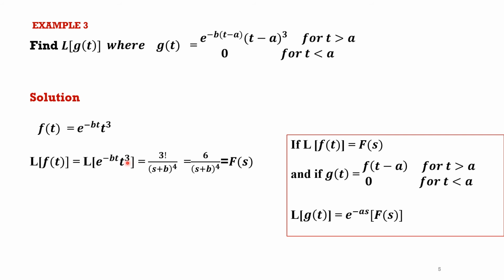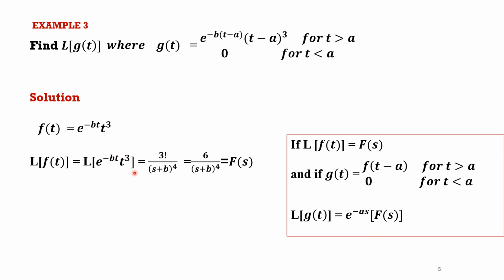In that answer, replace s by s plus b. So we have gamma 4 upon s plus b whole raised to 4. But gamma 4 is 3 factorial. So we get 3 factorial upon s plus b whole raised to 4. Okay. So since we have a t cube multiplied by e raised to minus bt, we have to apply first shifting theorem. To apply first shifting theorem, first calculate the Laplace transform of t cube.